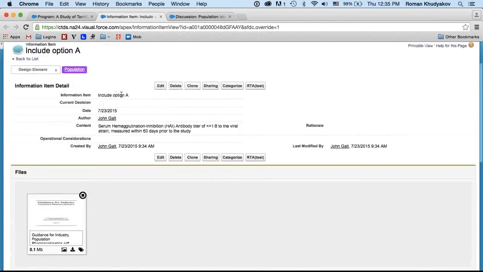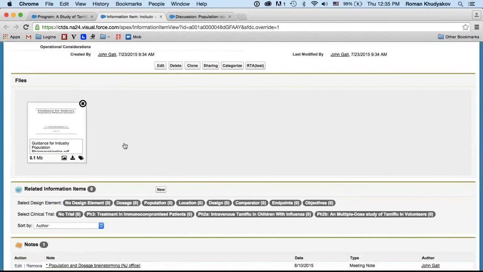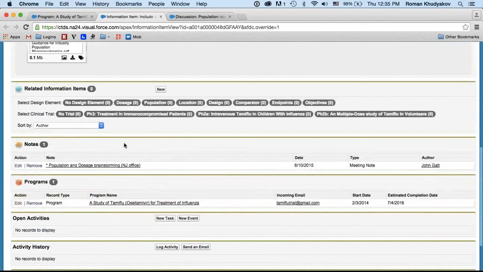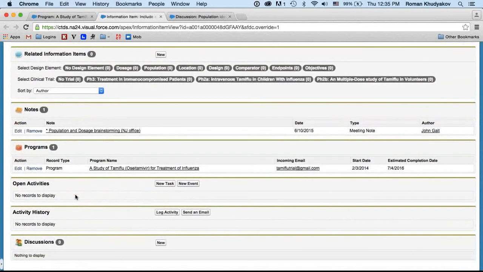So this is a decision that we have made. It relates to a category called population. Here are the files, or a file, that support this decision. And below, we can keep track of what we call breadcrumbs. So that decision was made based on the meeting note that was made in June this year within this clinical trial program.